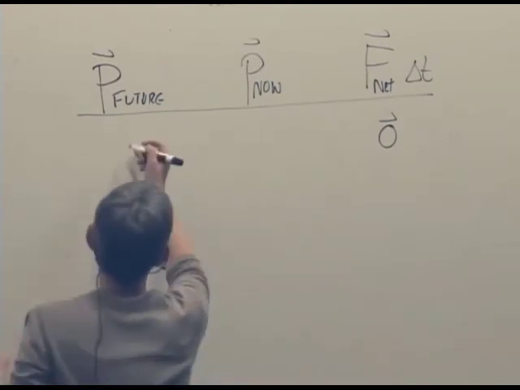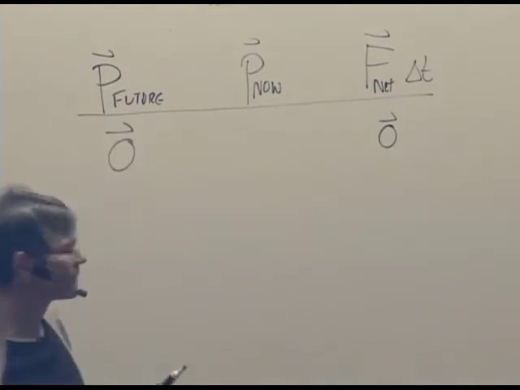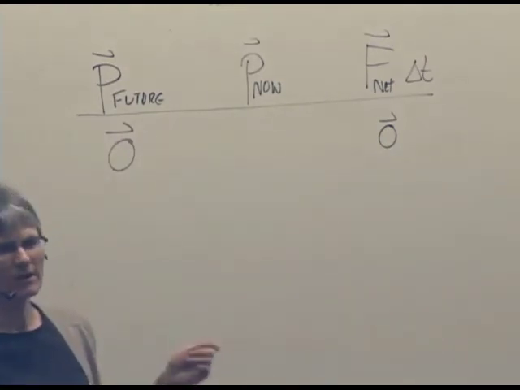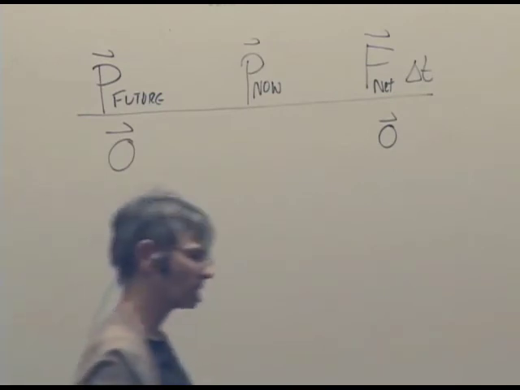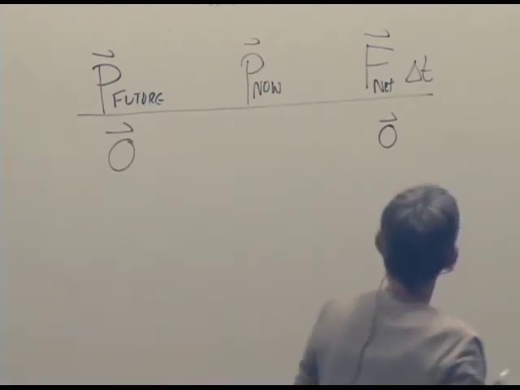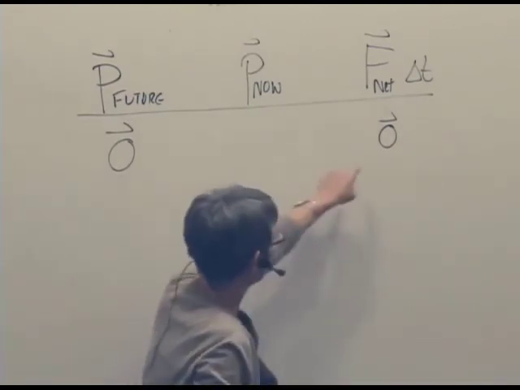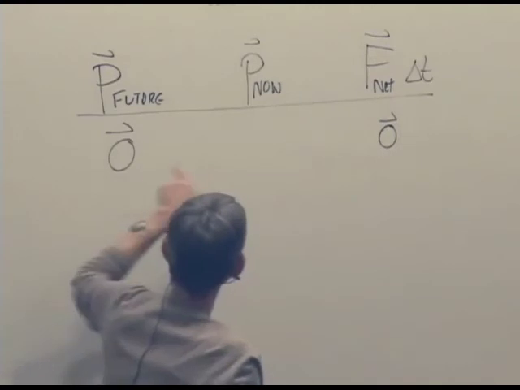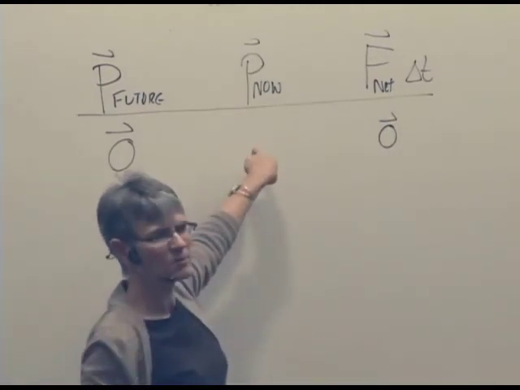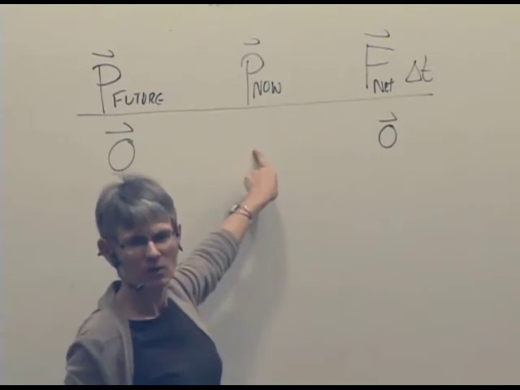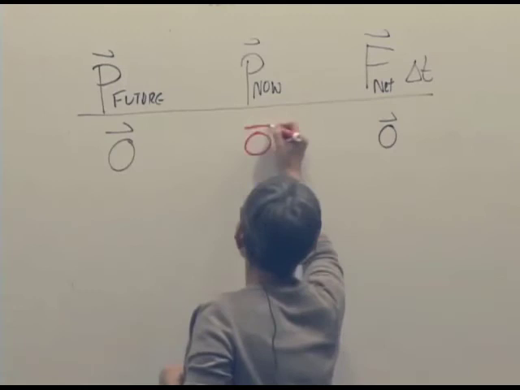Let's say we think that the momentum of the system in the future is going to be 0. It's going to be at rest. Okay, is that possible? Well, we look at this and we say, okay, if this is 0 and this is 0, this would be a possible thing if the momentum now is what? 0. Okay, so that works. 0, that's good.